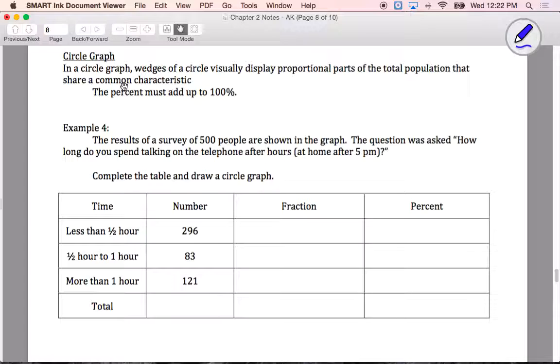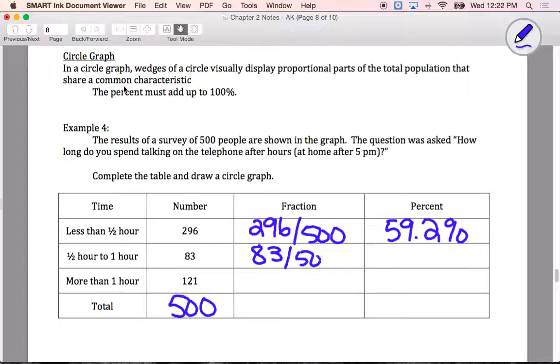If we look here, we should have a total of 500 people. The fraction that goes with each of these is our 296 out of 500. This is how we found that relative frequency. It's very similar to how you find percent. You divide those two and then multiply it times 100 because you want to turn it into a percent. So to go from decimal to percent, you multiply the decimal times 100. So we would get then 59.2%.